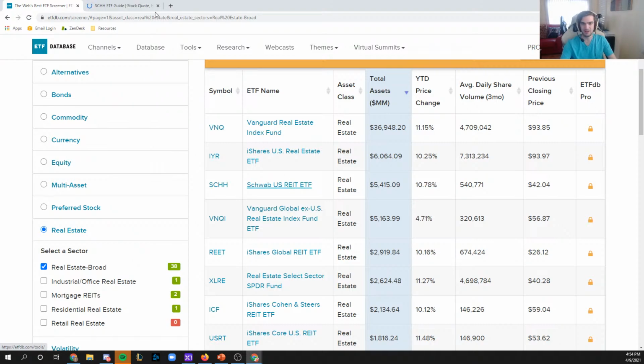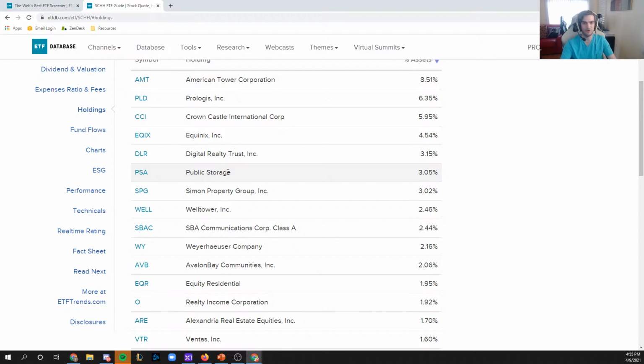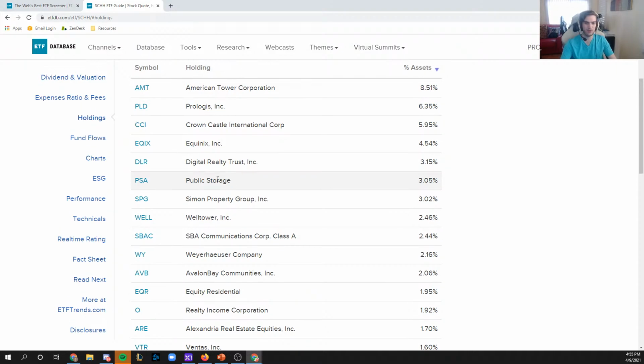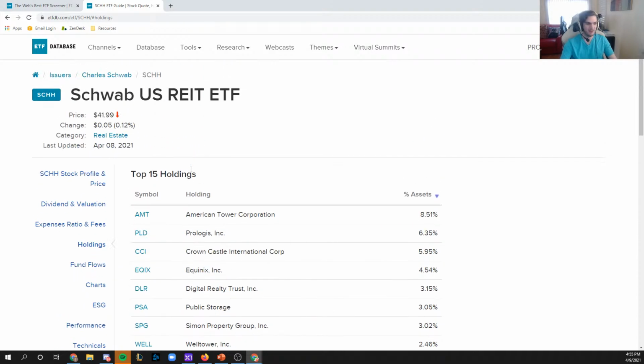And what's fascinating is when you look in here and you go to their holdings, you can see what they're holding. And guess what? All of these are REITs that are available on the major indexes and the major exchanges that we track, the New York Stock Exchange and the S&P 500.